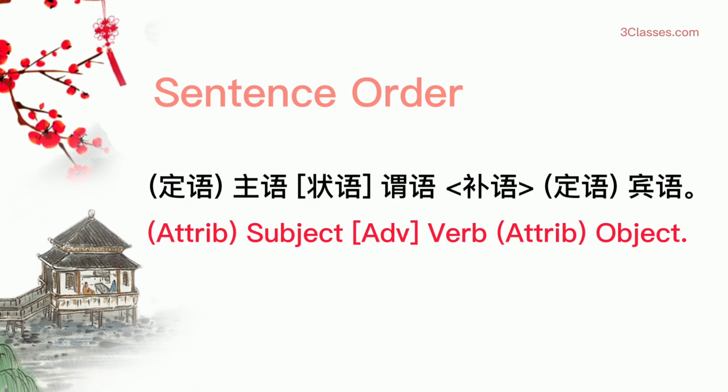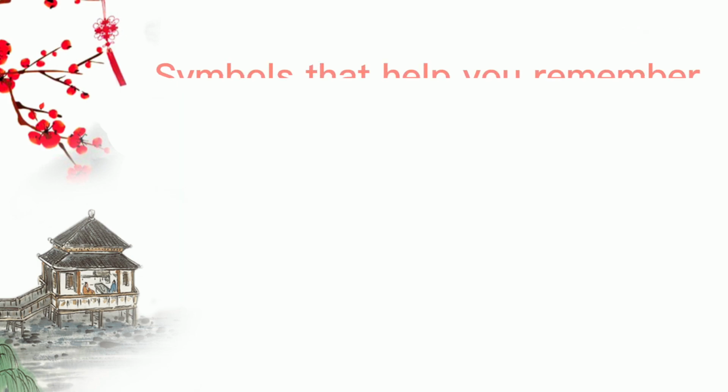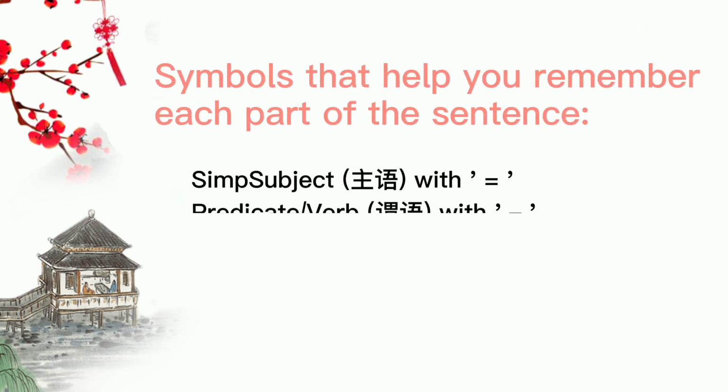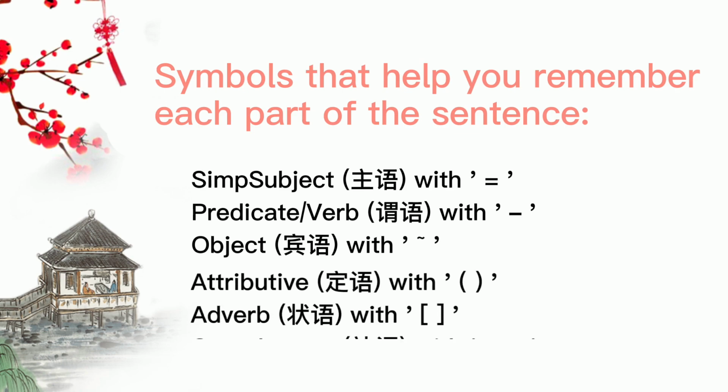You can separate each component using mathematical equations to help you remember each part of the sentence. Here are all the symbols. We will look at an example later about how to use these symbols to understand Chinese sentence structure.